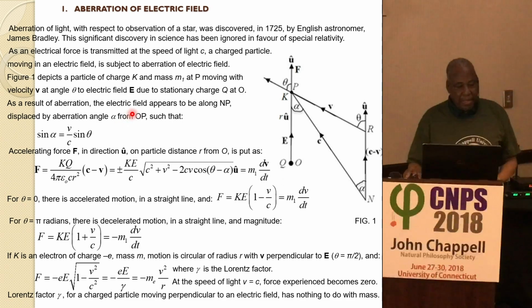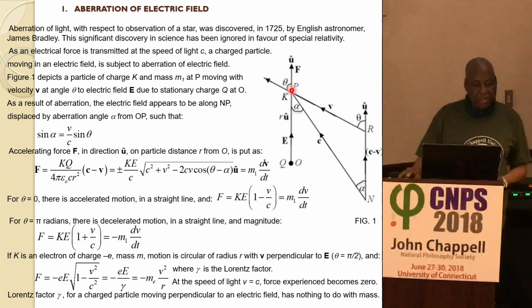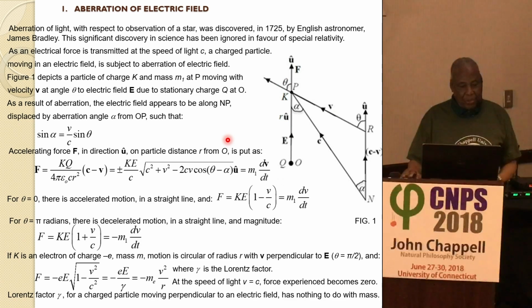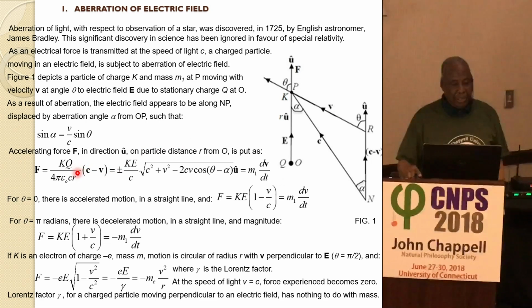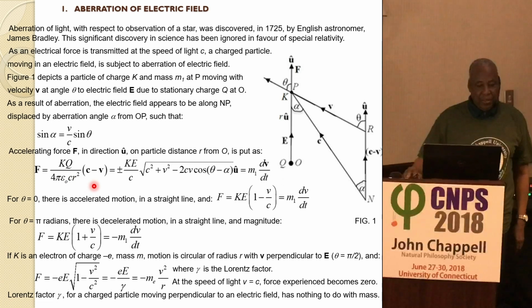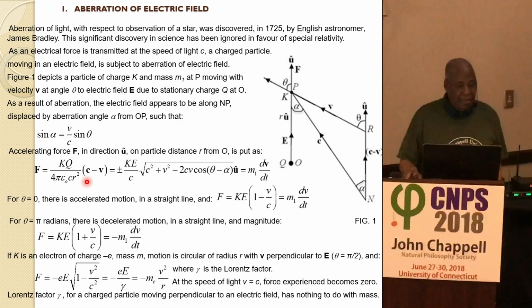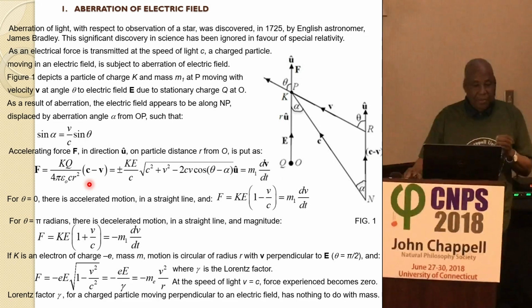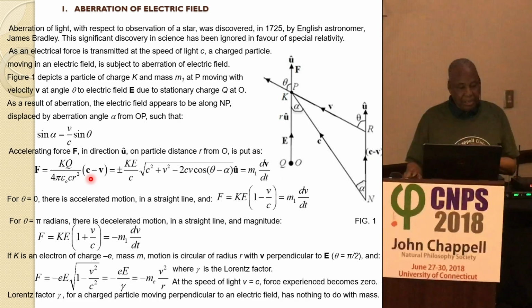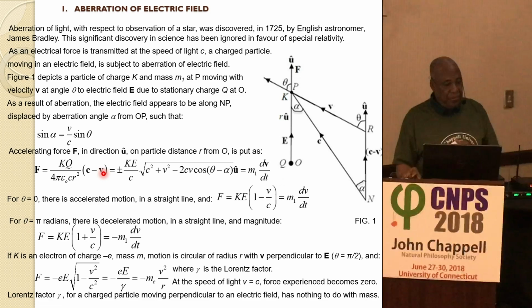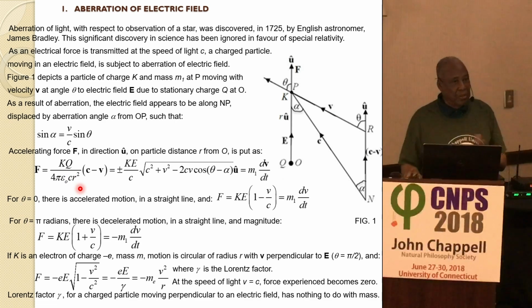The accelerating force F on this charge K in the direction of unit vector u, on a particle at distance r from O, is put as this equation. F is equal to KQ over 4 pi epsilon r squared, c squared into (c minus v). Coulomb's law, as we know it, refers to force between two stationary charges. Here we are talking of force between two charges, where c minus v is the relative velocity between the charges. If v is 0, what you get is Coulomb's law, force of attraction or repulsion between two electric charges.